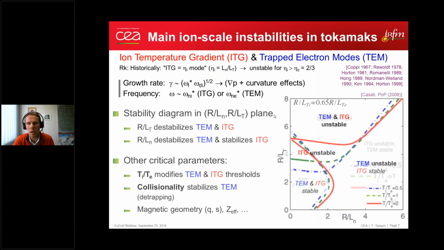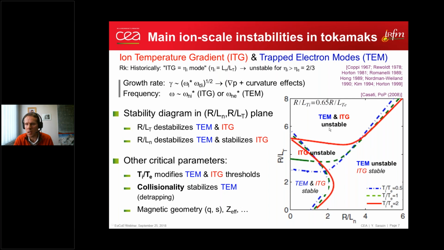And by studying the linear analysis of the system, then we can draw a kind of diagram of where those instabilities take place. Not going too much into the details, there are a lot of references there. But what you can see on this diagram are 2 points mainly. This diagram tells you where the TEM and ITG instabilities are unstable.